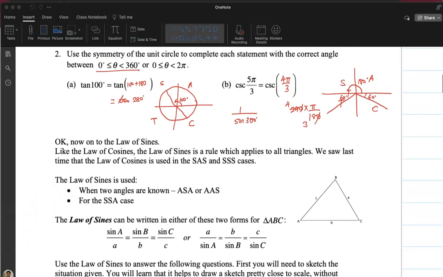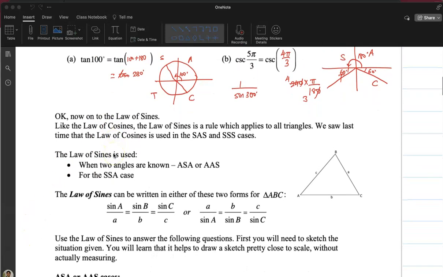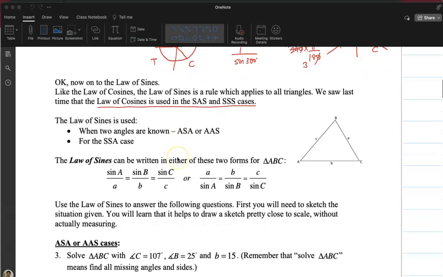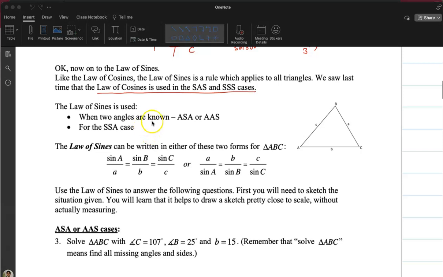Okay, now onto the law of sines. Like the law of cosines, the law of sines applies to all triangles. We last saw the law of cosines is used in the SAS case and the SSS case.